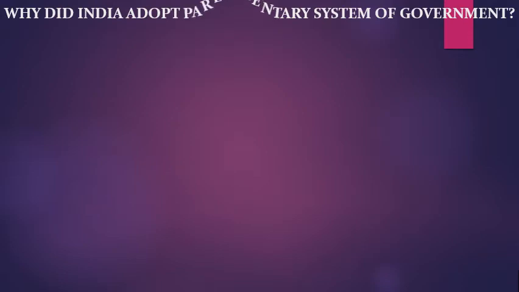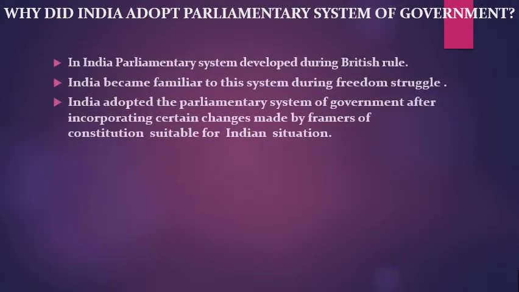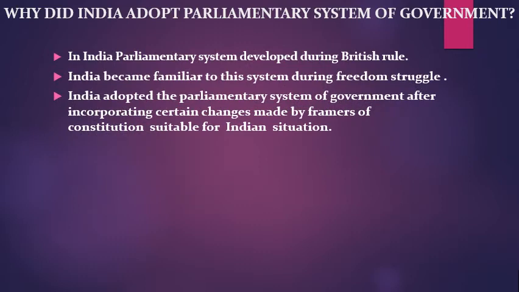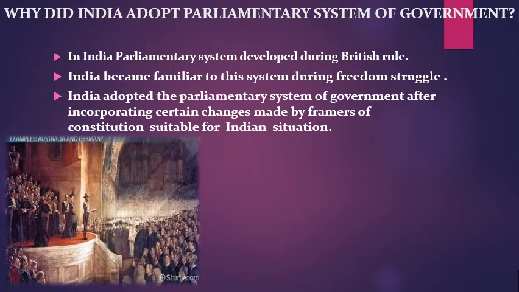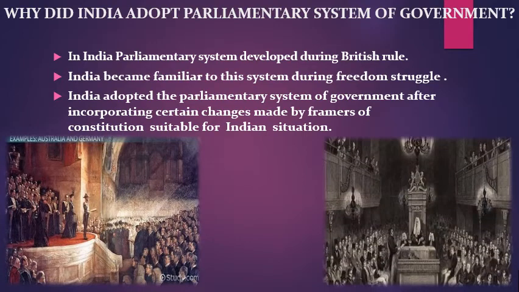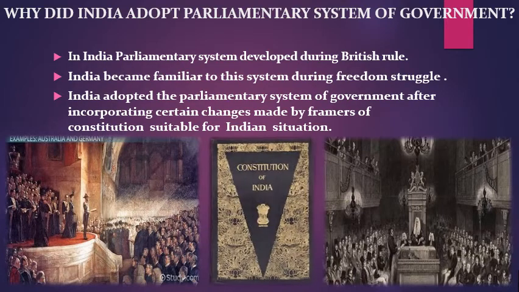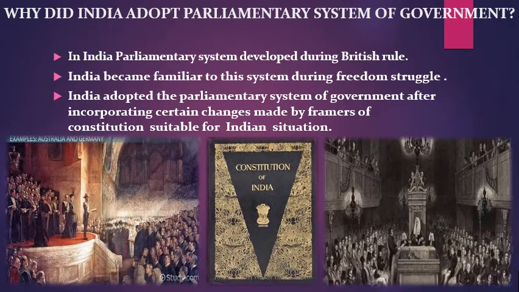Let us see, why did India adopt a parliamentary system of government? The development of parliamentary institutions started during the British rule. Indians were familiar to this system of government. Many discussions took place in the Constituent Assembly over the system of government. The framers of the Constitution made few changes in the parliamentary system to suit the Indian situation.